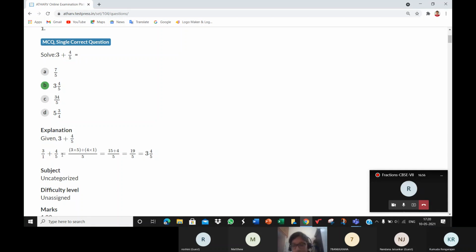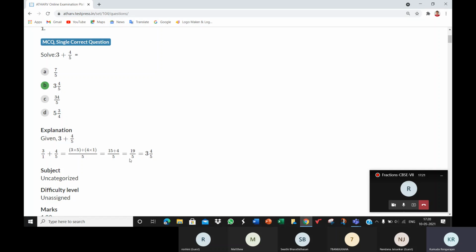Plus, here the denominator is 5, and here it's 5. The common denominator is also 5. The LCM is 5. So it's 5 into 1, 5. So 4 into 1. So 3 into 5 plus 4 into 1. 3 into 5 is 15. 4 into 1 is 4. So 15 plus 4 by 5, which is 19 by 5.